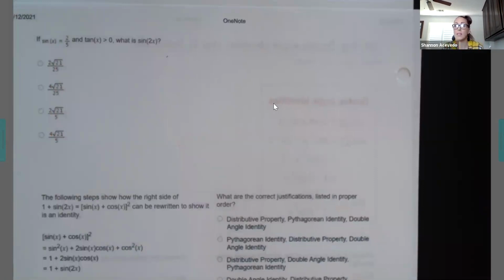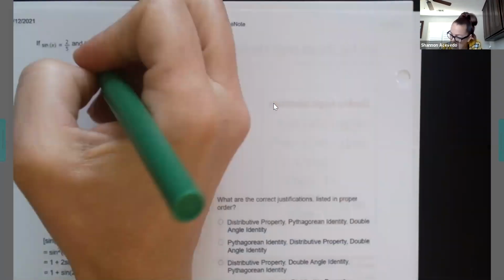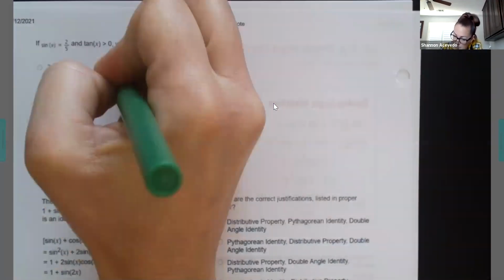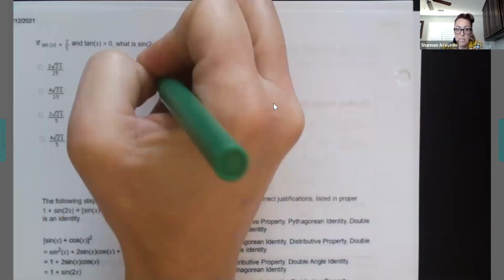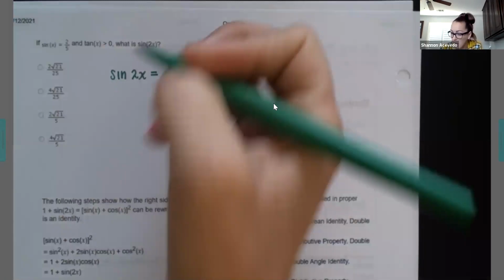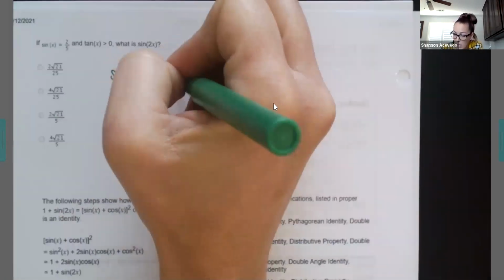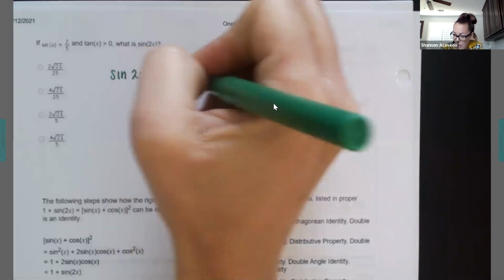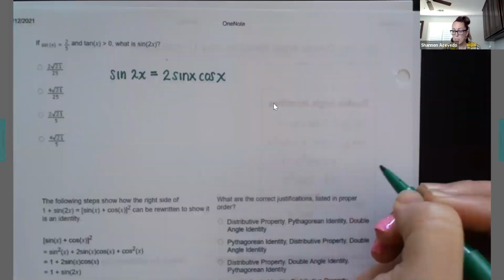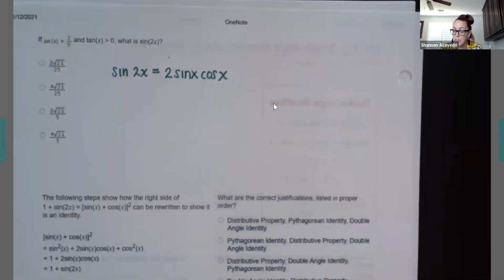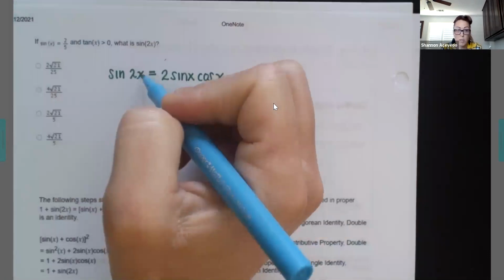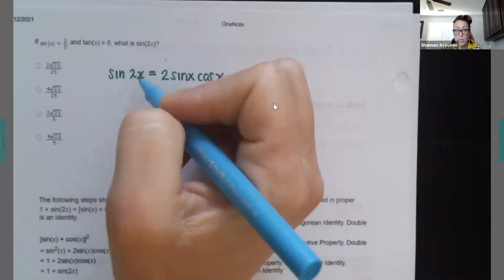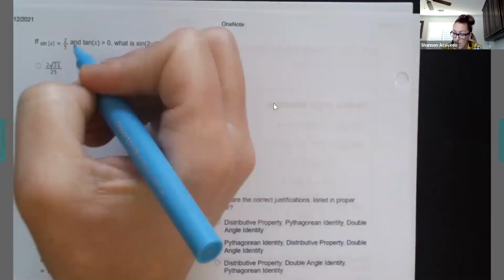So I'm asked to find sine of 2x. And I know from my formulas on the front side of my paper that sine of 2x is equal to 2 sine of x cosine of x. Well, perfect. I already know what sine of x is. So be careful, because even though I know sine of x is 2/5, this isn't saying it's 2 times 2/5 there. That's not the same thing. It's not equivalent.